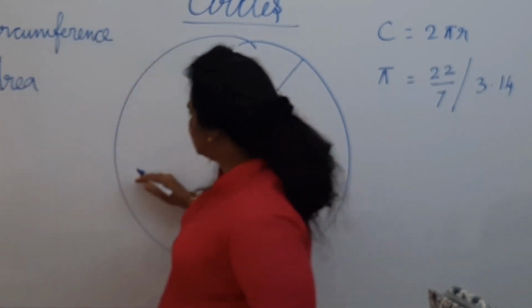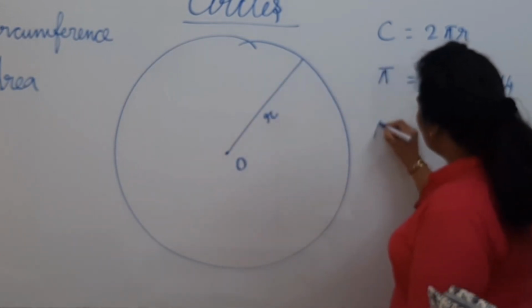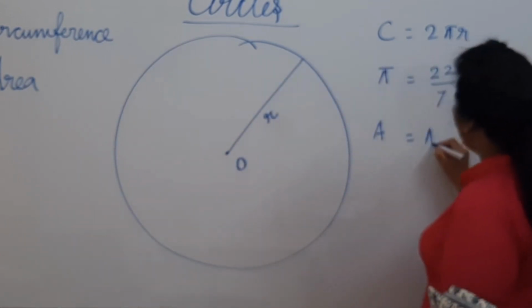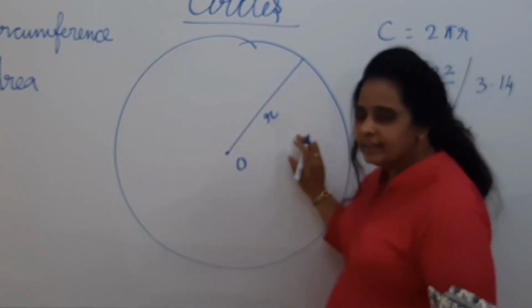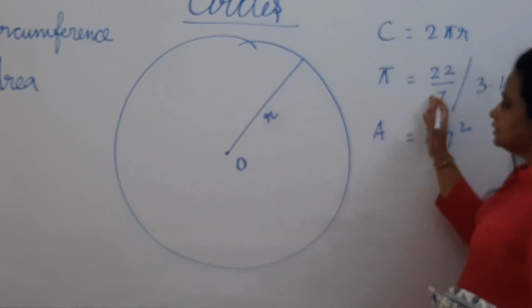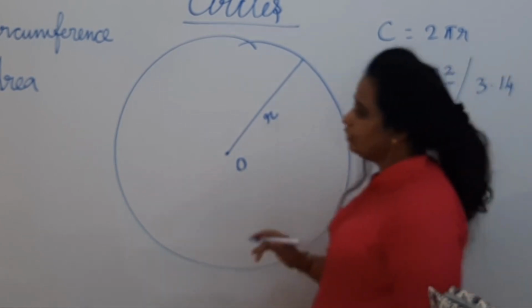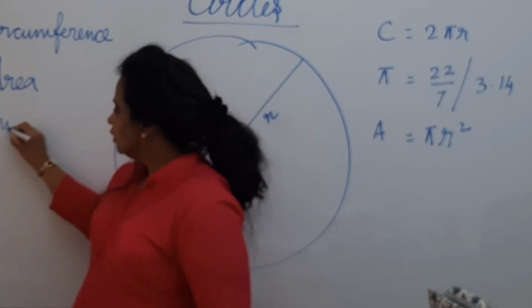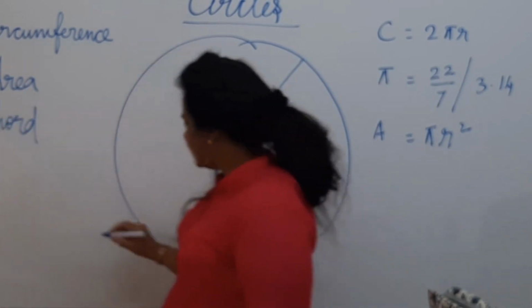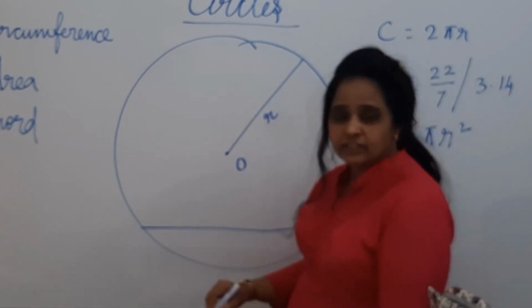The second one is area. Area is the region bounded by the circle. So, A = πr², where r is again the radius and π is 22/7 or 3.14. The third one is a chord. A chord is a line segment joining any two points on the circumference of the circle.